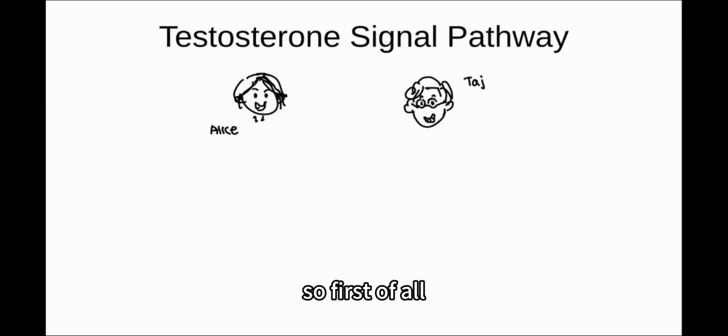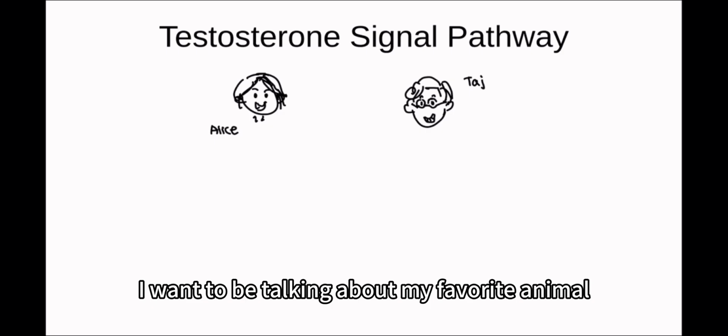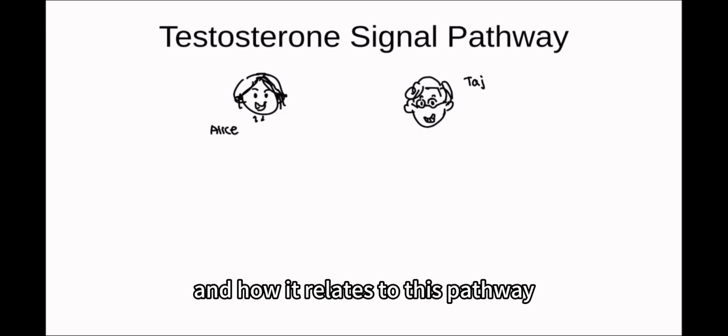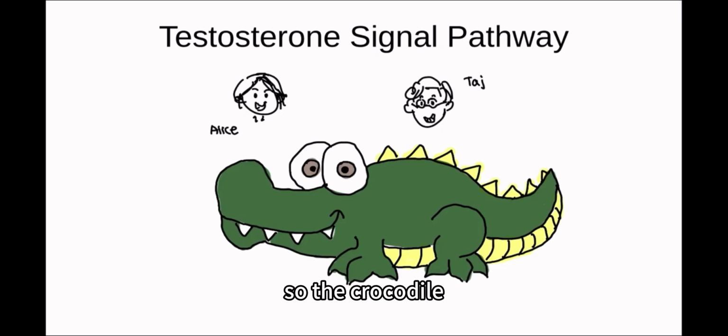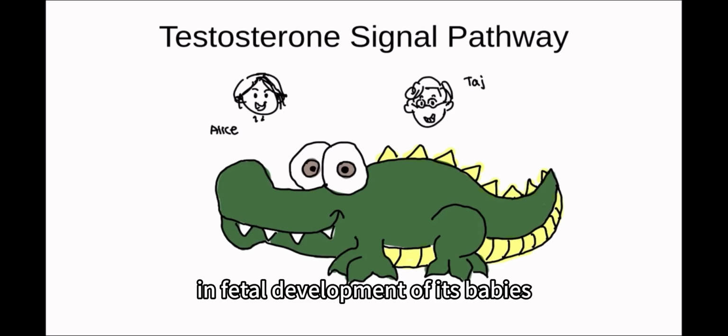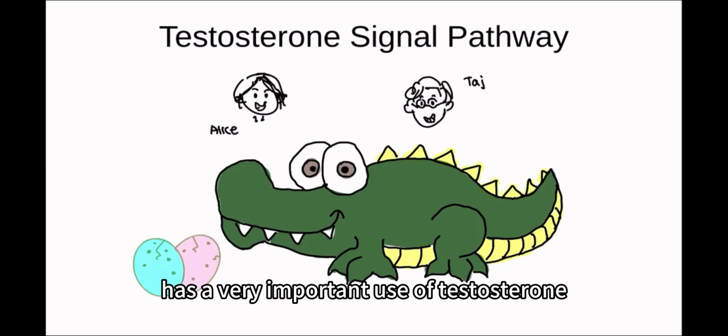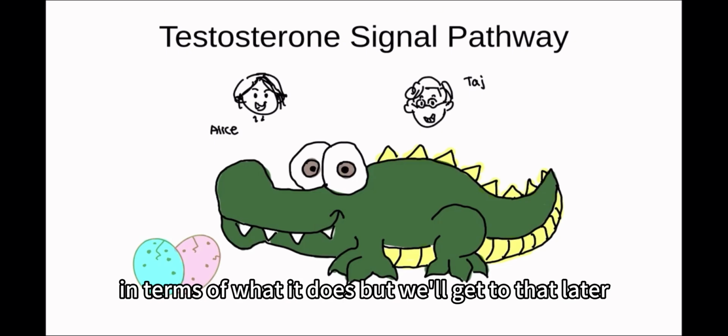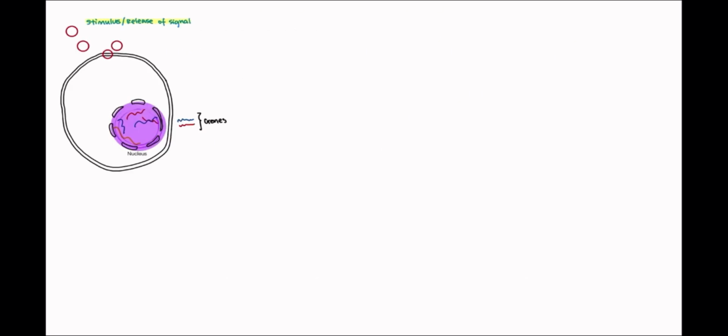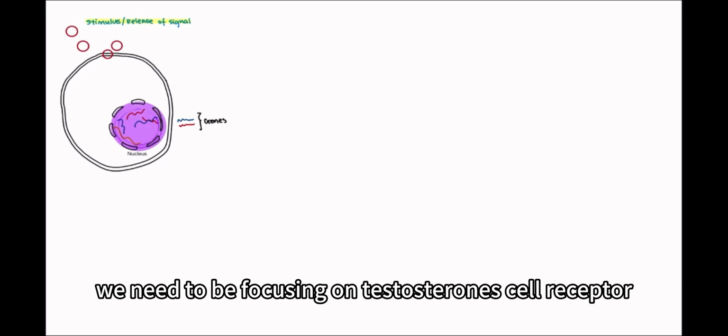So, first of all, I want to be talking about my favorite animal and how it relates to this pathway, which is the crocodile. The crocodile, in its fetal development of its babies, has a very important use of testosterone in terms of what it does, but we'll get to that later. For now, we need to be focusing on testosterone's cell receptor.